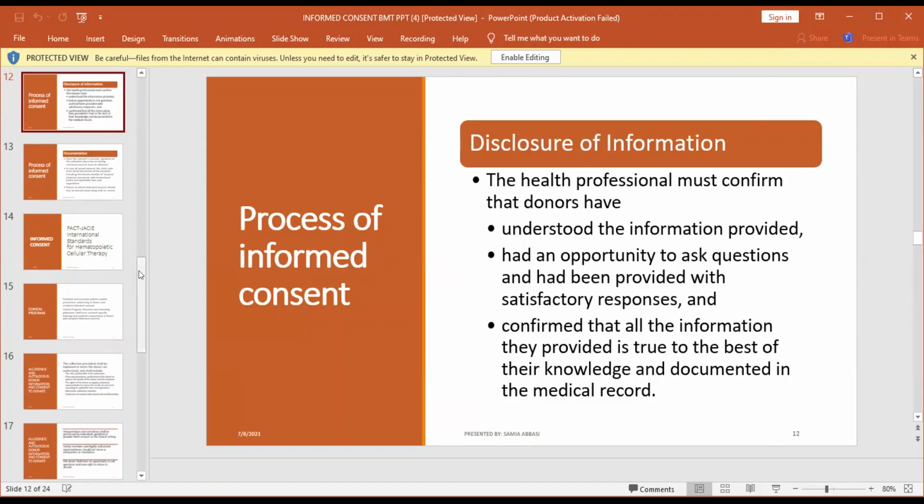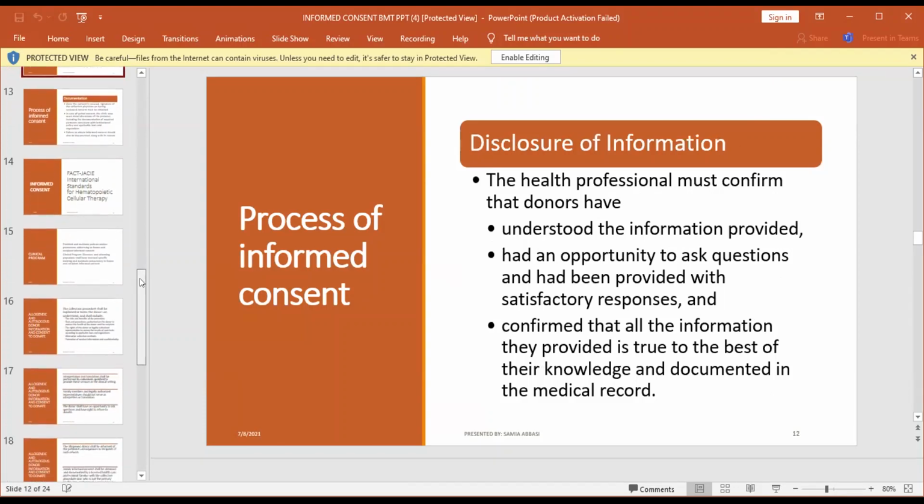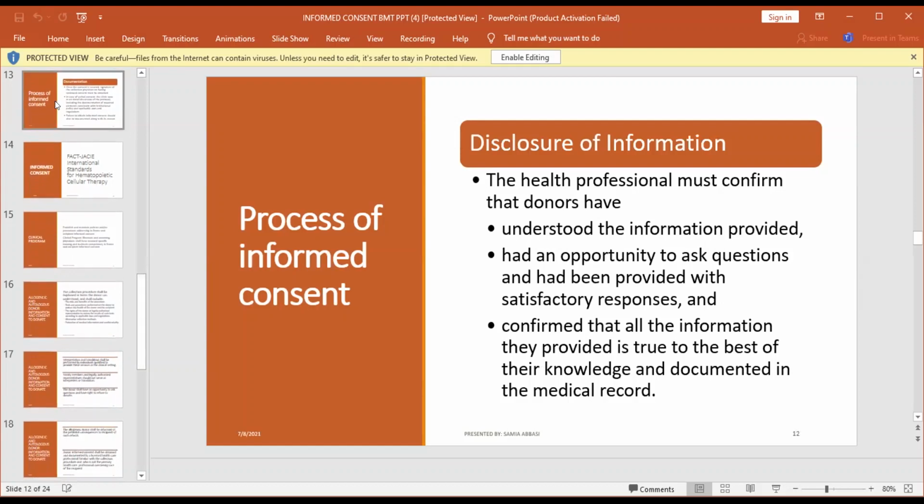And the second part in the disclosure of information is that the health professional must confirm that the donor has understood the information provided, had an opportunity to ask questions, and confirm that all the information they provided is true to the best of their knowledge and documented in the medical record.